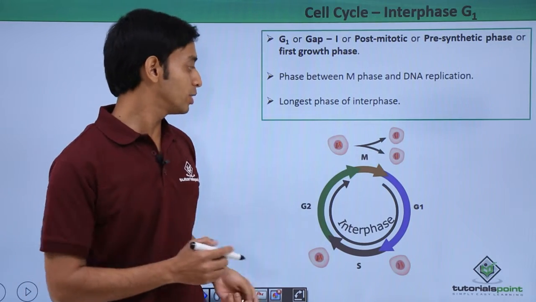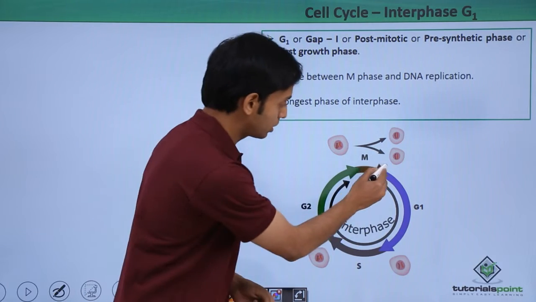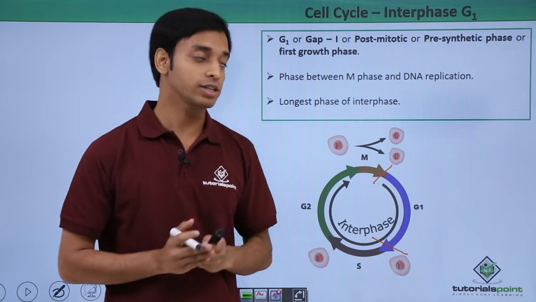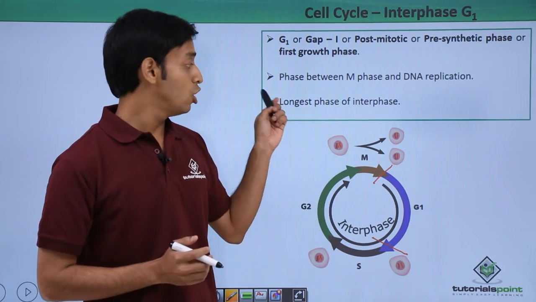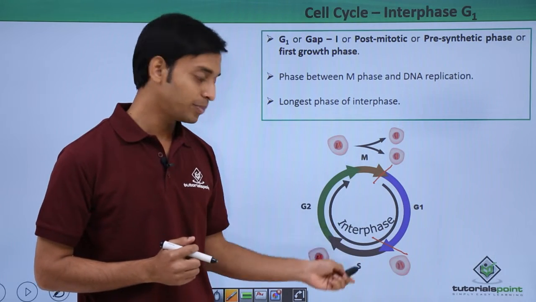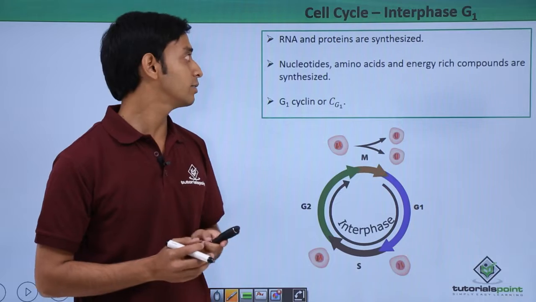This phase happens between the M phase and the DNA replication, that is the S phase. So this is the phase between the M phase and the synthesis phase, that is the S phase. This is the longest phase of the interphase. Among all the three stages, that is G1, S and G2, G1 phase is the longest phase of the interphase.